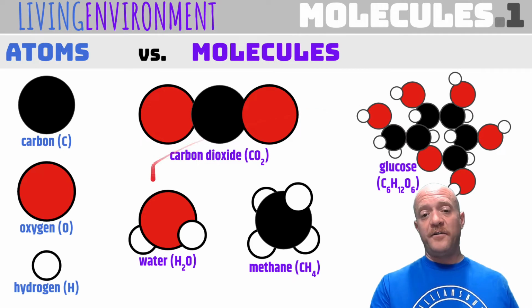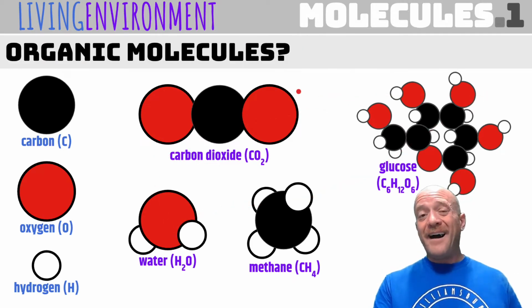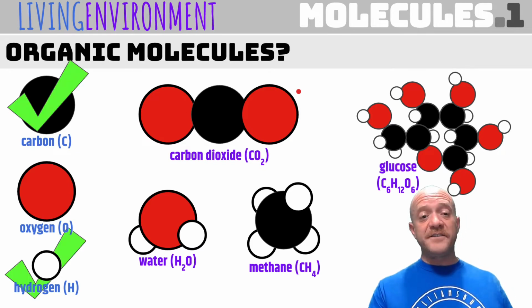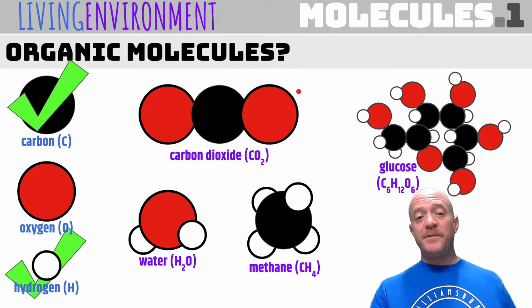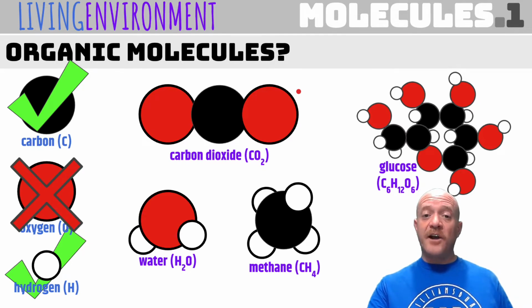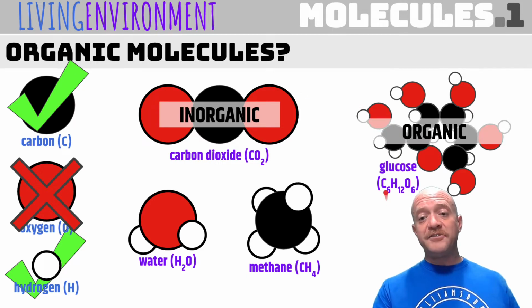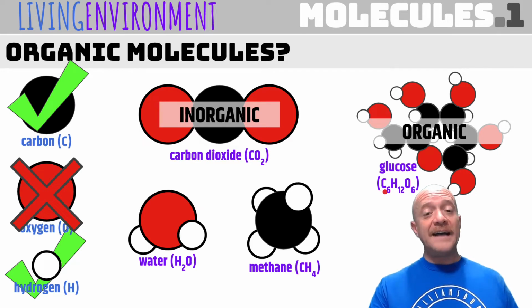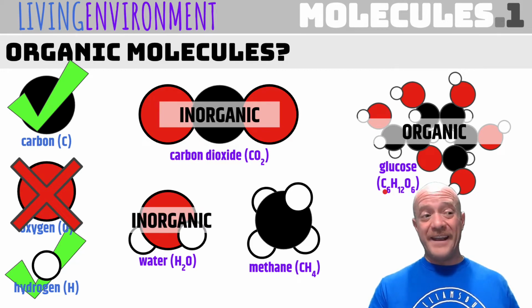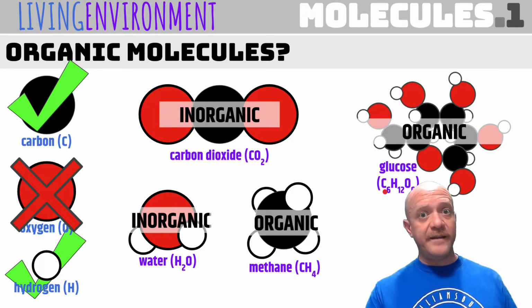Now, you don't have to know the structure. That's something you do in chemistry. You don't do it in living environment. But how do you tell if something is organic? Well, first of all, it needs to have carbon and hydrogen. So carbon and hydrogen must be present. We don't care about oxygen. Carbon dioxide has carbon and oxygen, so that makes it inorganic. Glucose has carbon and hydrogen bonded together, so it is organic. Water has oxygen and hydrogen, so that's inorganic. And finally, methane, CH4, has carbon and hydrogen only. It's organic.